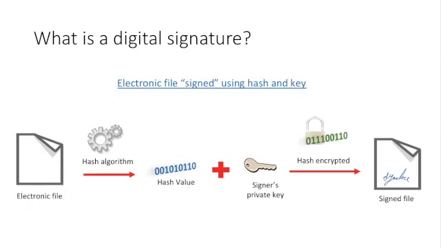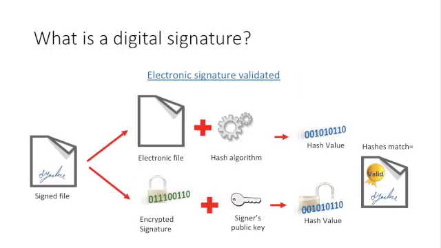Let me step back for a moment and explain digital signatures for those of you who may not be familiar. To generate a digital signature, a hash algorithm is applied to an electronic file like an email or a web page. The resulting hash value is combined with the signer's private key to generate an encrypted hash, and the encrypted hash is added to the file. For the validation process, the encrypted signature is extracted from the file. The hash algorithm is used to regenerate the same hash value from the file, and the signer's public key is used to decrypt the hash. If the resulting hash values match, the signature is valid.